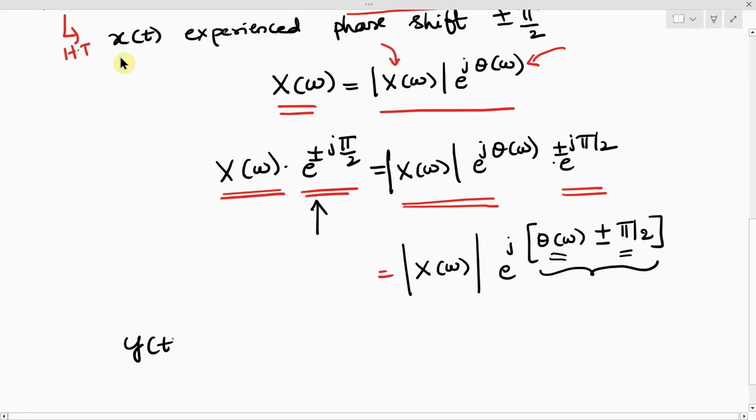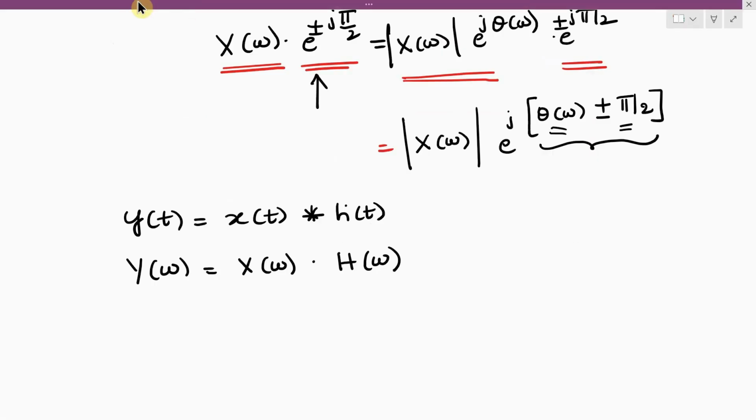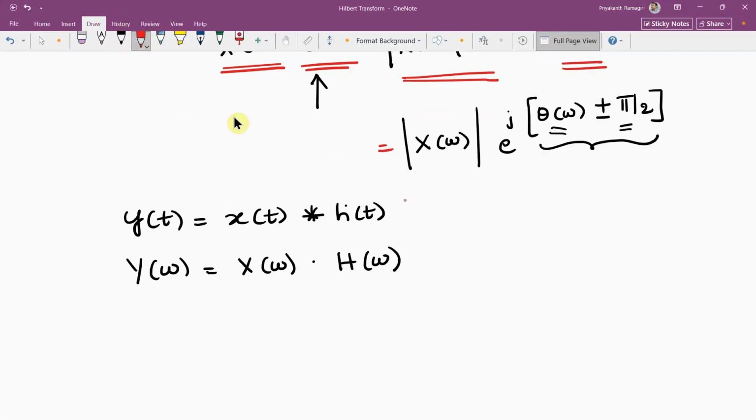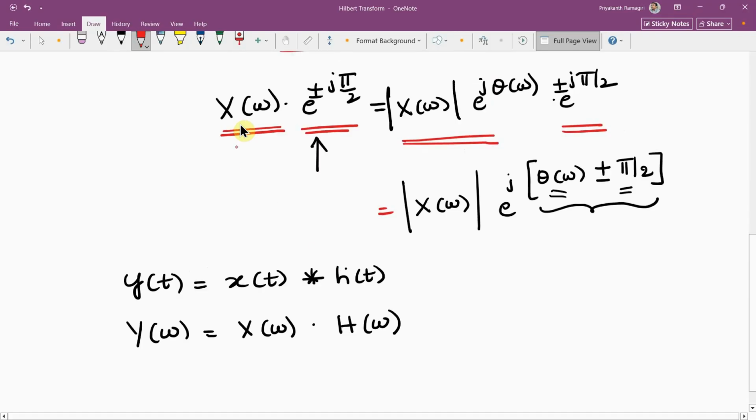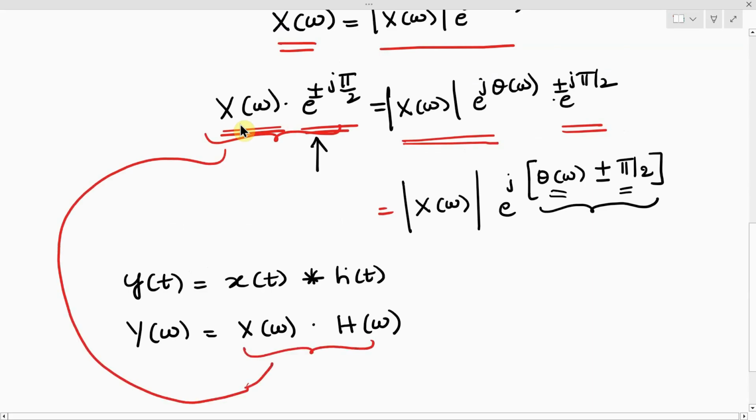So the output is x of t convolution h of t. I want to represent that in its frequency domain. It becomes multiplication. Now, can you please compare these two, this product and this product? Can you compare?